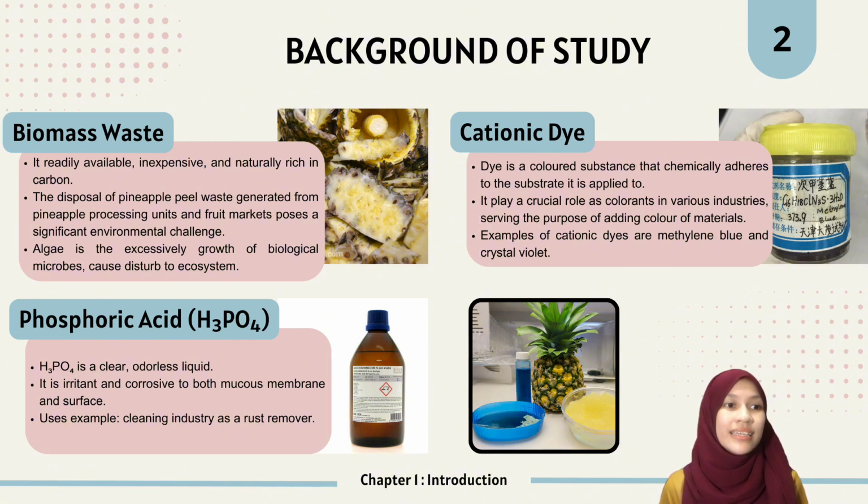Next, a dye is a colored substance that chemically adheres to the object it is applied to. Meanwhile, cationic dyes refer to dyes that can dissociate into positively charged ions in an aqueous solution. In industry, cationic dye functions as a dye in various materials. For this study, I used methylene blue as a cationic dye.